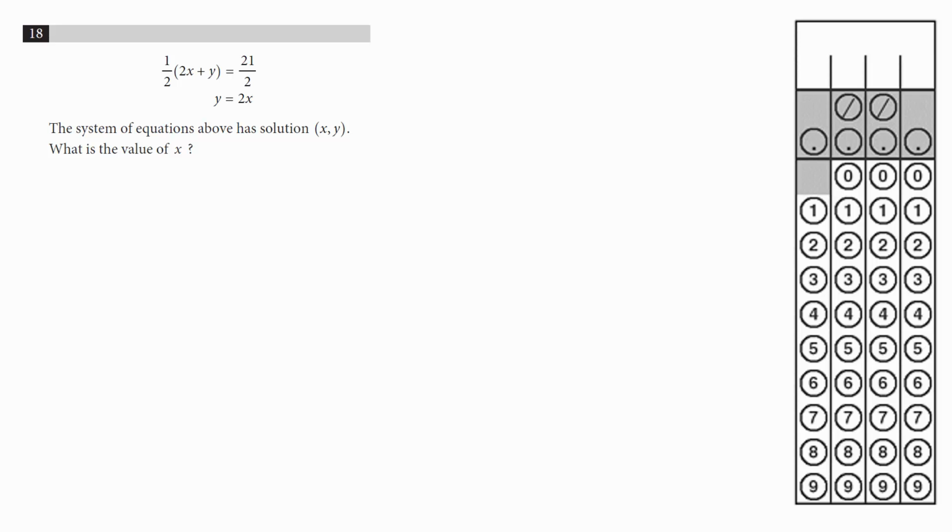The system of equations above has a solution of x comma y. What is the value of x? So I get 1/2 times 2x plus y equals 21 over 2. That's my first equation. And I also have y equals 2x.